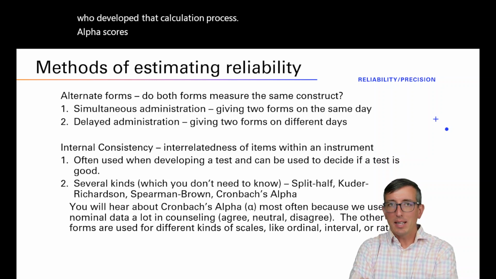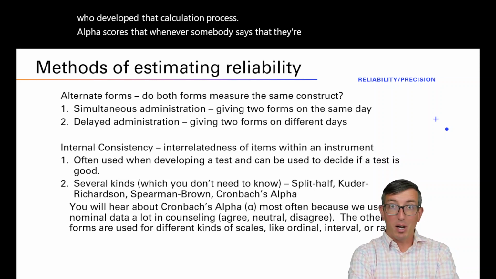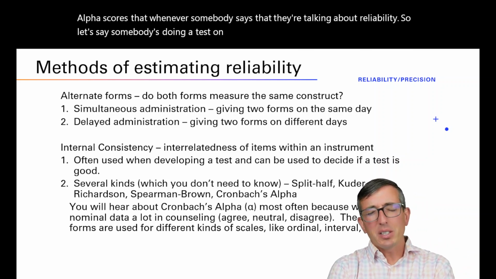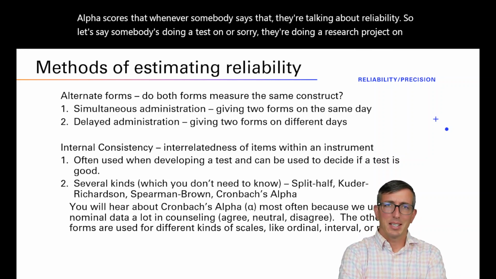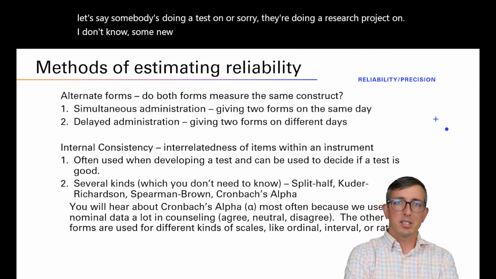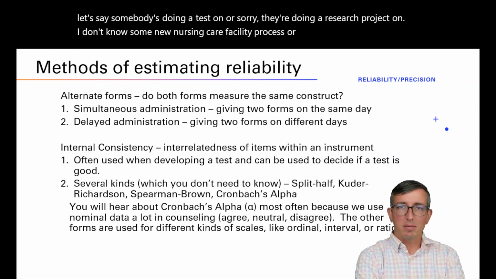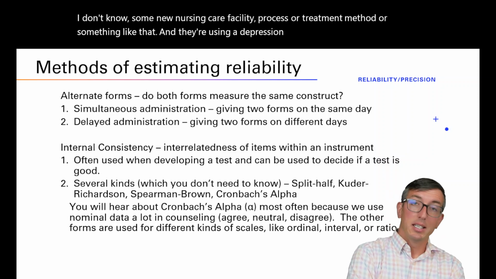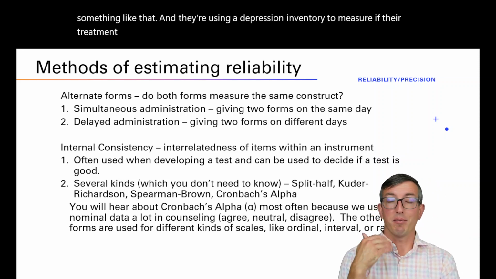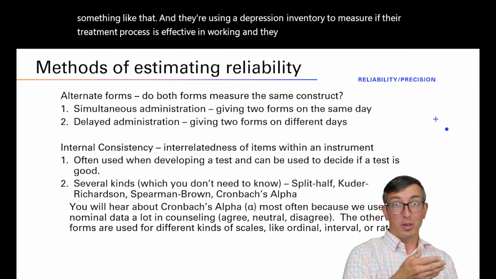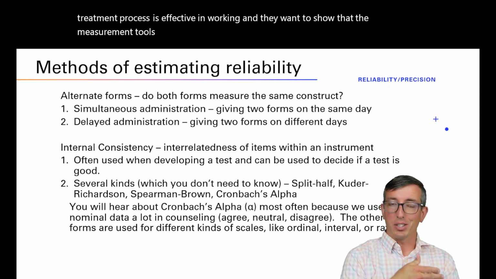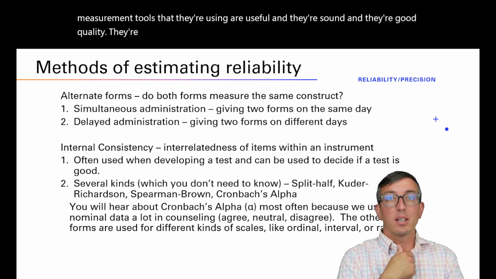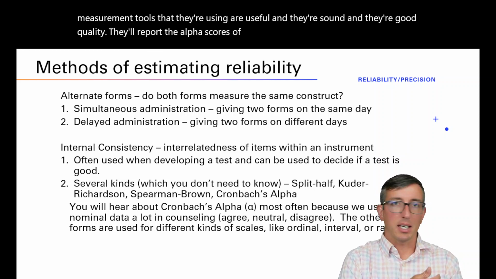Alpha scores, that whenever somebody says that, they're talking about reliability. So let's say somebody's doing a research project on, I don't know, some new nursing care facility process or treatment method. And they're using a depression inventory to measure if their treatment process is effective and working. And they want to show that the measurement tools they're using are sound and good quality. They'll report the alpha scores of 0.86 or something like that.